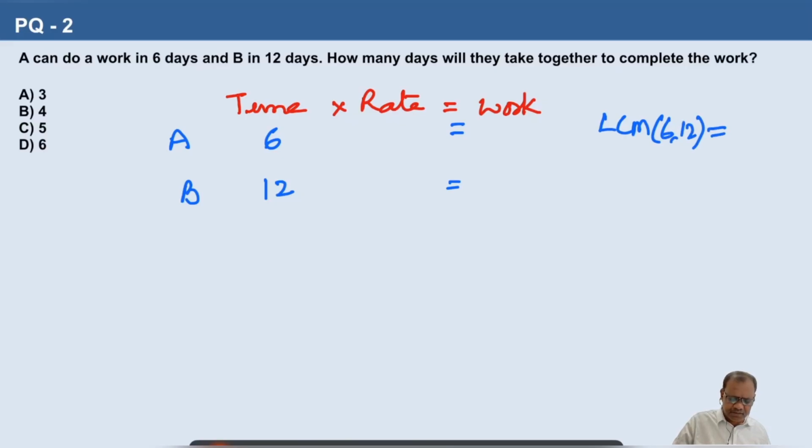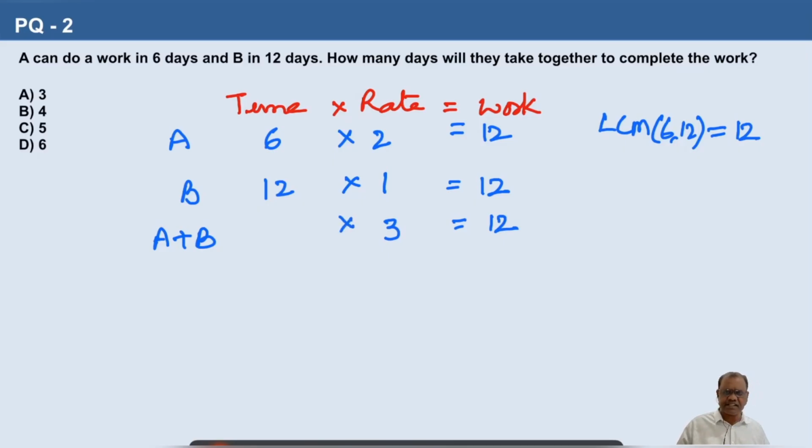Multiples of 12. First multiple is 12. It is divisible by 6. So that is the LCM. 12 units is the work. 12 is divisible by 6 2 times. 12 is divisible by 12 1 time. So when they are working together, they will complete 3 units. We have total work 12 units. So they can complete the 12 units working 3 units per day in 4 days. 12 divided by 3 is 4. So the answer is 4 days. Option B is the right answer.